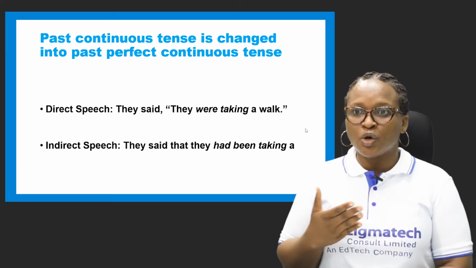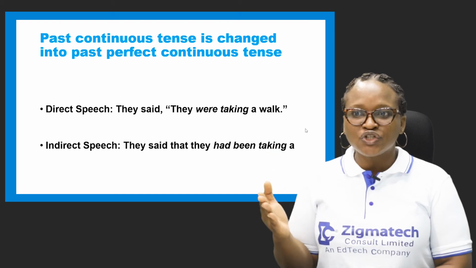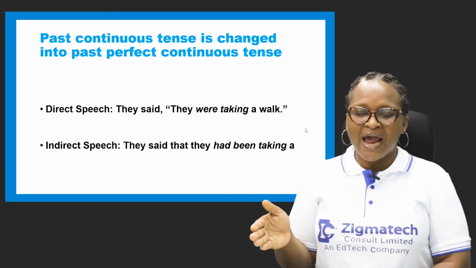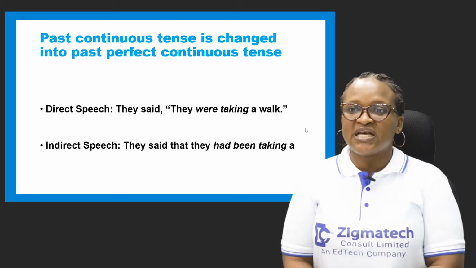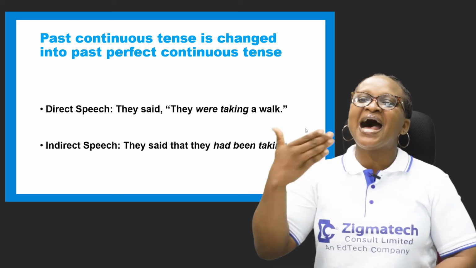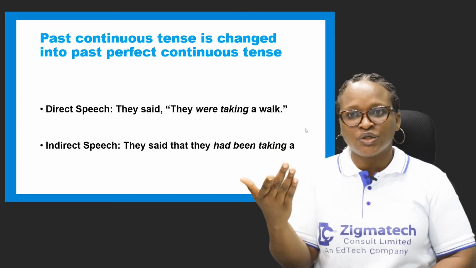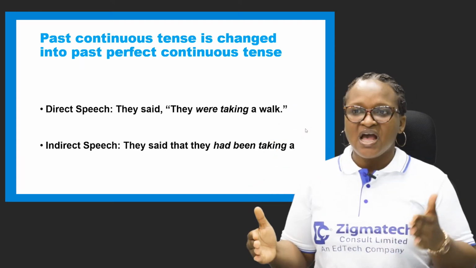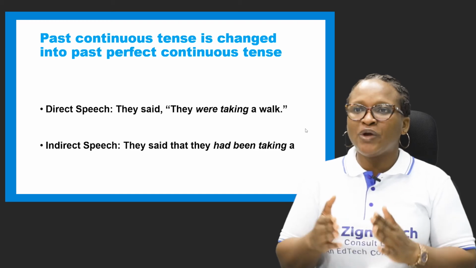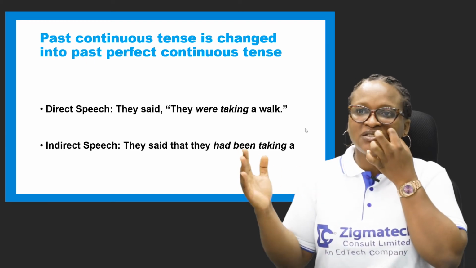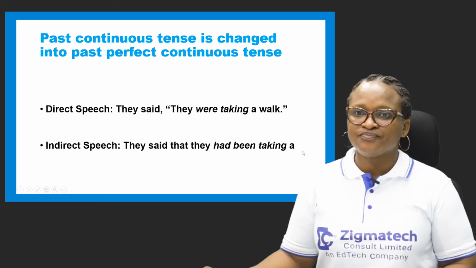Past, taking, continuous. Past, were, continuous, taking. All right? So we want to change it to indirect speech. What do we have here? He says they said that they had been taking a walk, because we're changing the past continuous to past perfect. And past perfect is had been. Yes, that's your past perfect. So we are putting it into the past perfect continuous, which is had been taking a walk.